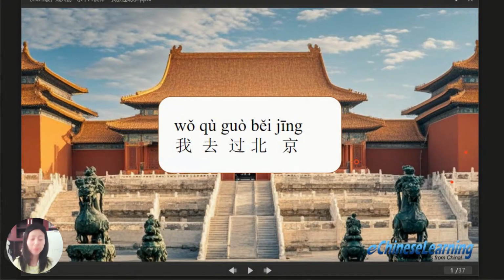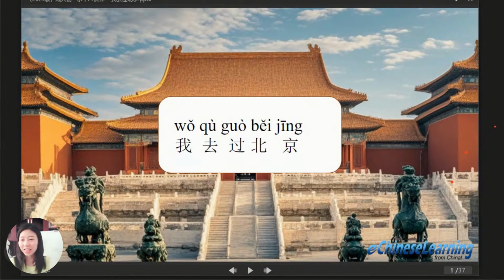Beijing is the capital of China, right? Have you ever been to Beijing before? I don't live in Beijing. Actually, I live in the south of China. From my city to Beijing, I need to take a plane. Maybe it will take 3 hours to Beijing.